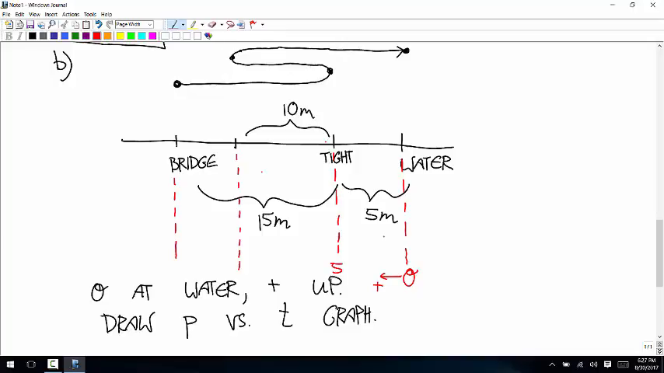Well, let's do the bridge next. So the bridge we know is 5 plus 15 in the positive direction from 0. So what's that? 20. And then I guess, oh, here. So this other point is 10 meters from where the bungee cord is tight in the positive direction. So what's that value? 15. Yes. You did physics.